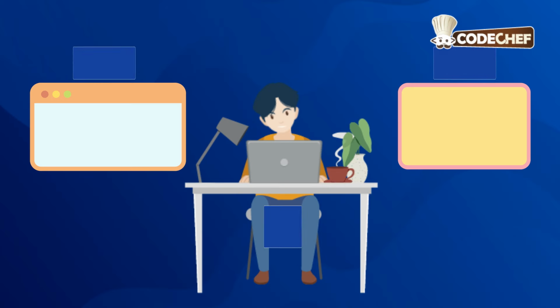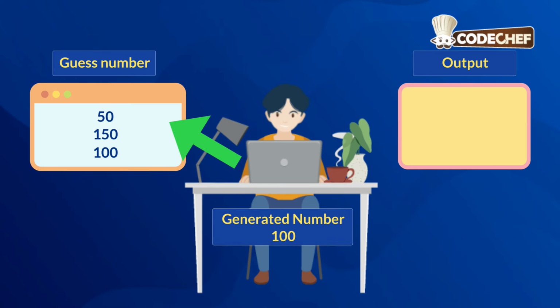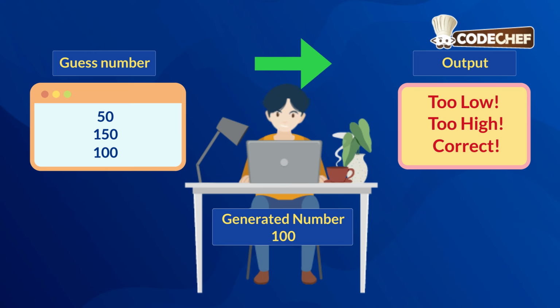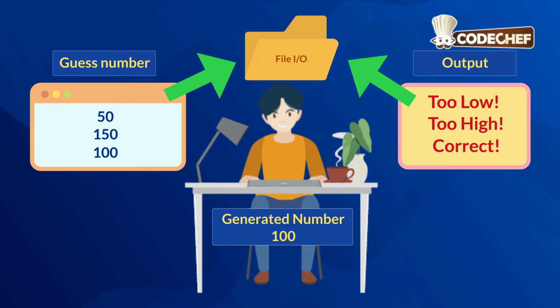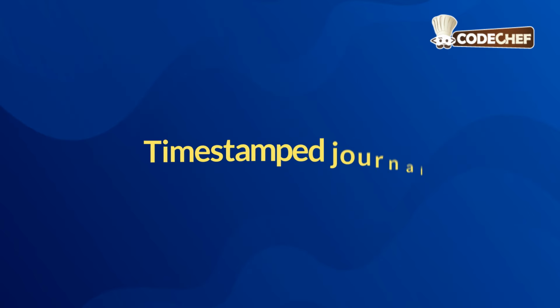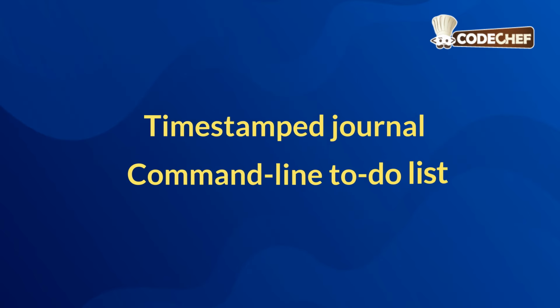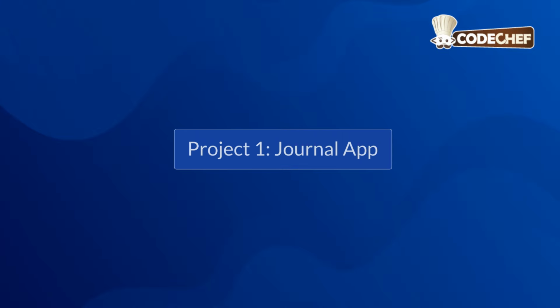You've learned the theory of file handling, how to read, write, and append. Now, let's put it into practice. File I/O is what gives your programs a memory, allowing them to save data and pick up where they left off. Today, we'll build two practical mini projects to show you how it's done: a time-stamped journal and a command line to-do list. First, let's build a simple journal.